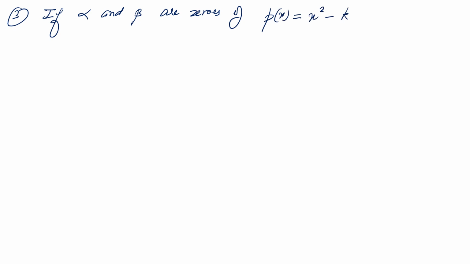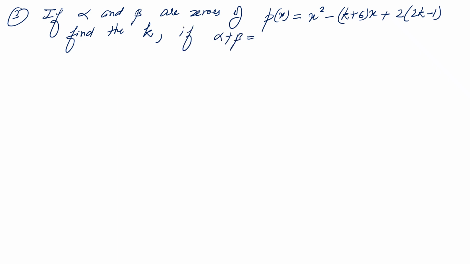Next question we have, if alpha and beta are zeros of polynomial x square minus k plus 1 into x plus 2 times 2k minus 1, find the value of k if given sum of zeros is half of product of zeros, right? If sum of zeros equals to half of product of zeros.